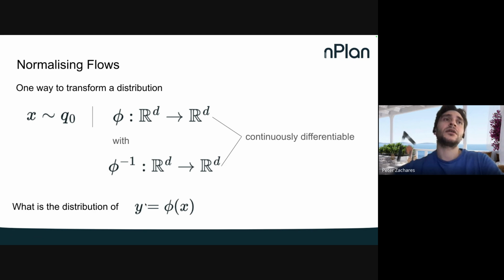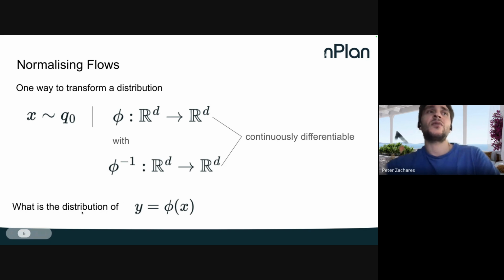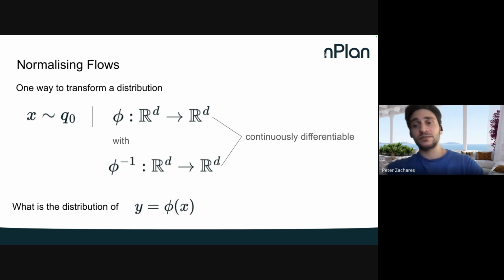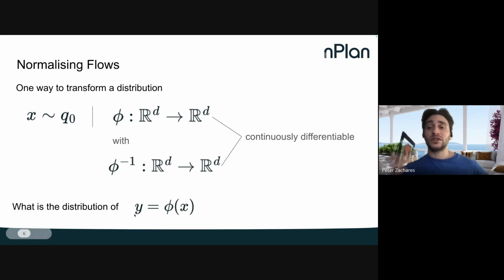One way to do this transformation is with this function phi, and you might ask, what is the distribution of y? You take all of the points in your domain X, or the support for your distribution Q, and you transform them into y. What's the probability distribution for that?